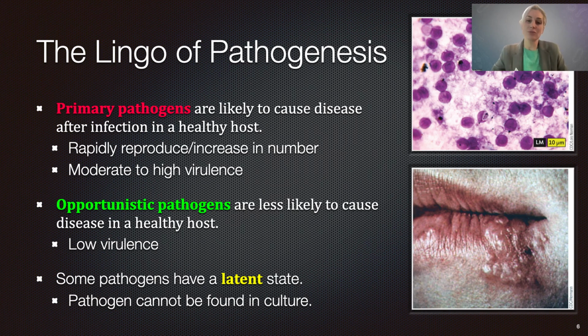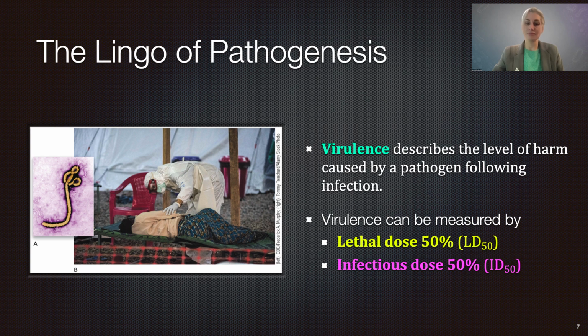Talking about virulence, we want to talk about the level of harm a pathogen can cause from an infection. If we go back to this slide, primary and opportunistic pathogens, we saw that the primary pathogens had high virulence, opportunists had low virulence. So that's, again, the impact of the actual pathogen.